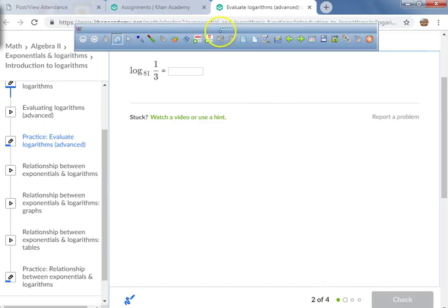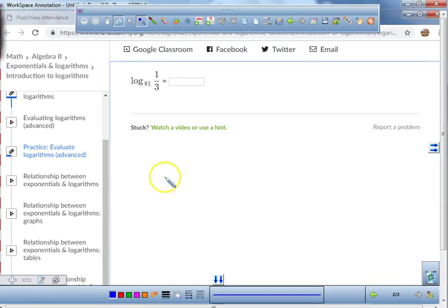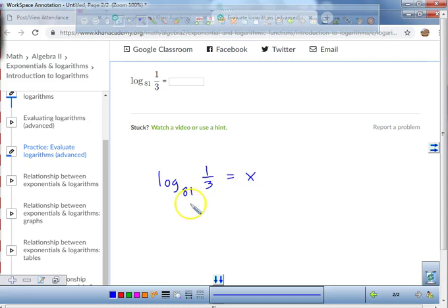Now, here we go. Next one. It's kind of hard to see, so I'm going to rewrite it a little bit bigger. The log base 81 of 1/3 equals x. So I'm going to rewrite this. How am I going to rewrite it? 81 to the power of x equals 1/3. Now, let me explain something to you. We are actually going to change everything in this problem to a base 3. So I've got to convert this 81 to a base 3.